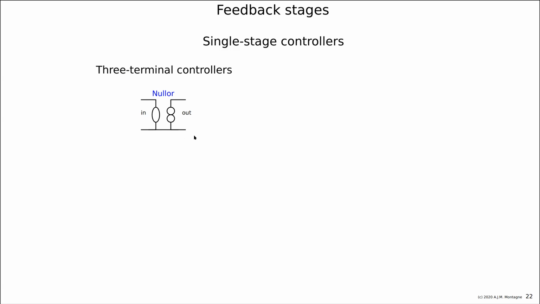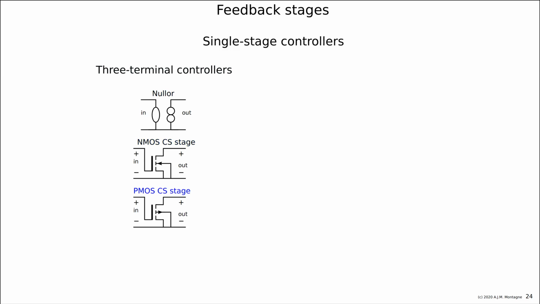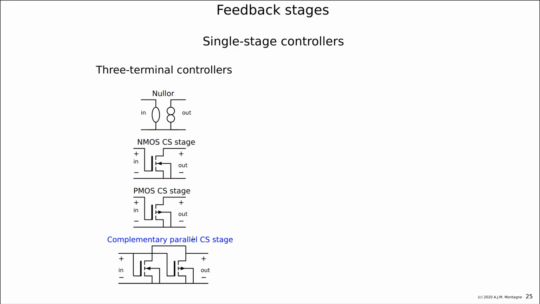It's also interesting because our transistors have 3 terminals. So the NMOS CS stage, like this, is a very simple implementation of this nuller. Of course, it is biased, but we omit the bias sources here. Or the PMOS, you can also do it with a PMOS. Or another 3-terminal solution is the complementary parallel CS stage.